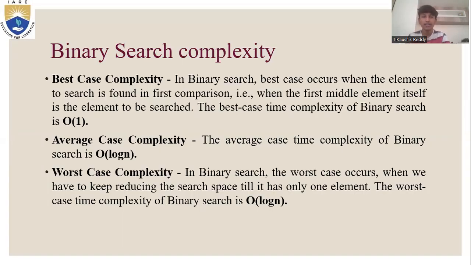Best time complexity: in binary search, the best case occurs when the element to search is found in the first comparison, that is, when the first middle element itself is the element to be searched. The best case time complexity of binary search is big O of 1. The average case time complexity of binary search is big O of log n. The worst case occurs when we have to keep reducing the binary search space till it has only one element. The worst case time complexity of binary search is big O of log n.